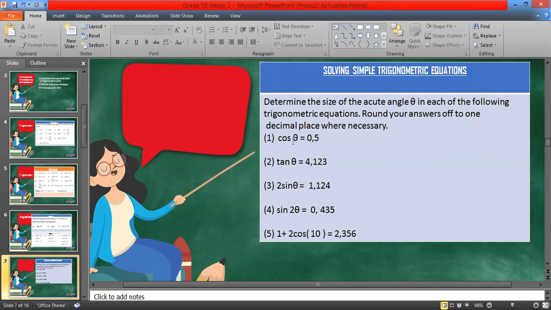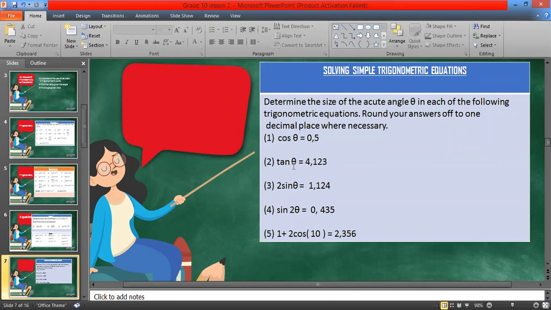Again, to find theta here, you need to move this cos to the other side so that you can get your theta. In that case, we are doing cos inverse. So cos inverse of 0.5 will be equal to 60 degrees.